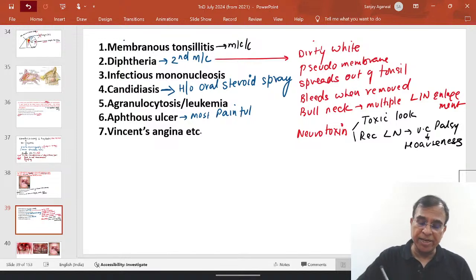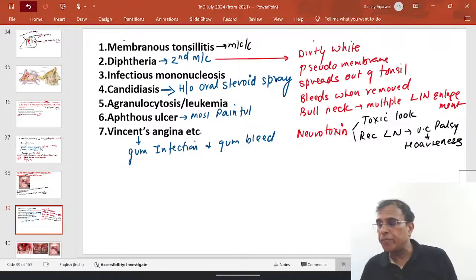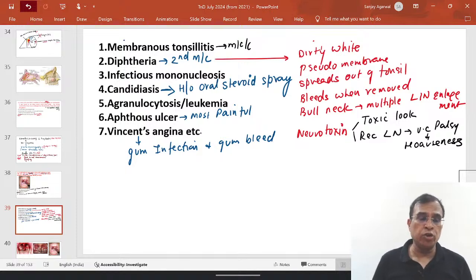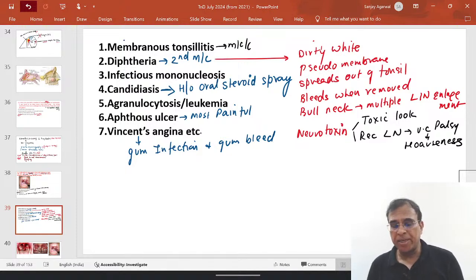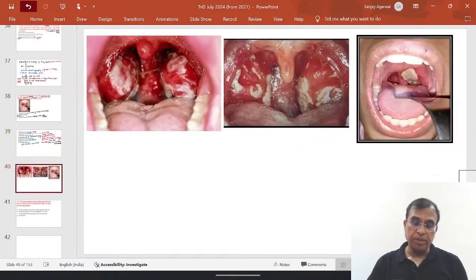And Vincent's angina usually has gum infection also, and bleeding from the gum is also seen in these patients. So these are the hints about the membranes. When they show you different membranes, this is how you can make a diagnosis of what membrane they are trying to talk about, right?